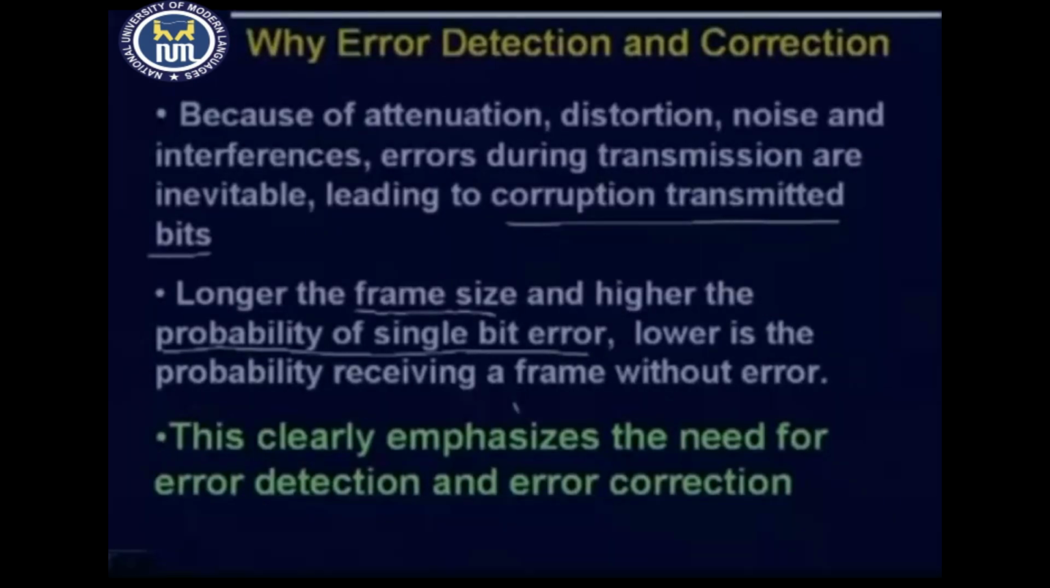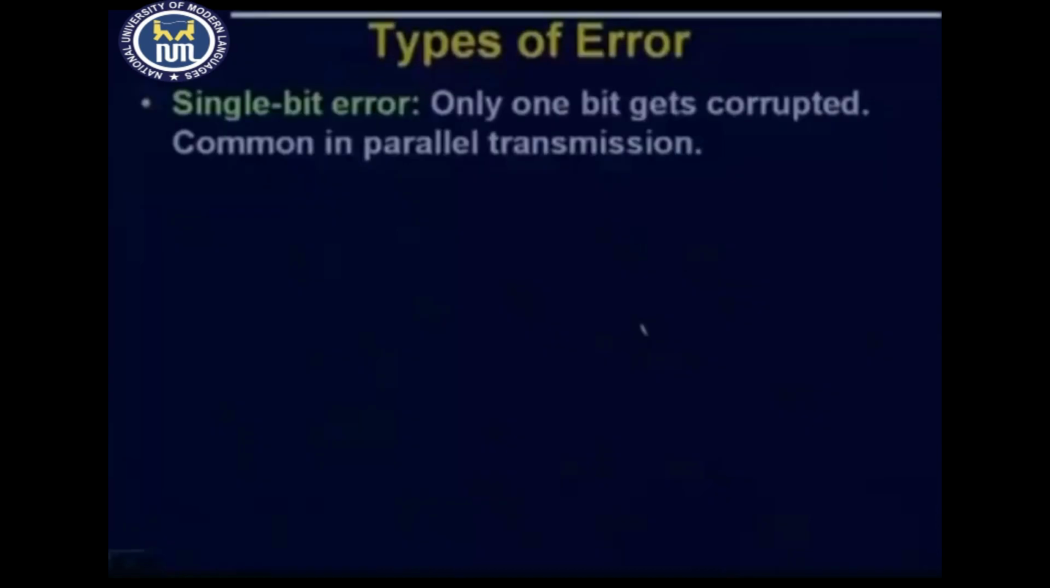That means the probability of receiving a frame with an error will increase with the increase of the size of the frame, as the probability of the single bit error increases as well. If the frame size is long, when we have a long sequence of zeros and ones, then one of the bits may get corrupted, and the frame will have an error. This clearly emphasizes the need for error detection and error correction for communication in a reliable manner. Then we have to devise some schemes so that errors which are inevitable can be corrected. So let's check out the various schemes.